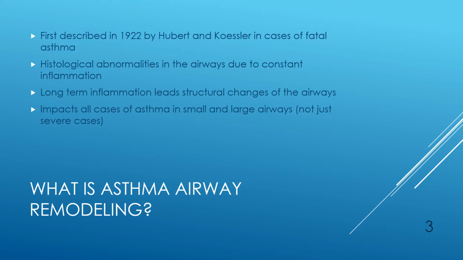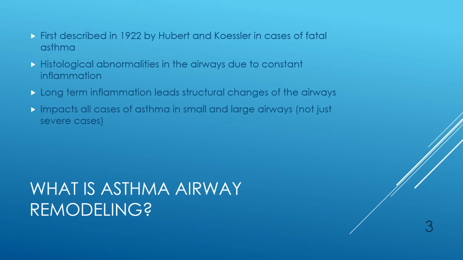For example, they had what is called subepithelial fibrosis. They had mucous cell, goblet cell hyperplasia. They had what you call epithelial hypertrophy, characteristic of airway remodeling. They had structural changes in the basement membrane. And they believed that this was caused by long-term inflammation. So as we know, asthma is an inflammatory response in the lung, and as a result of this constant inflammation, you get these structural changes.